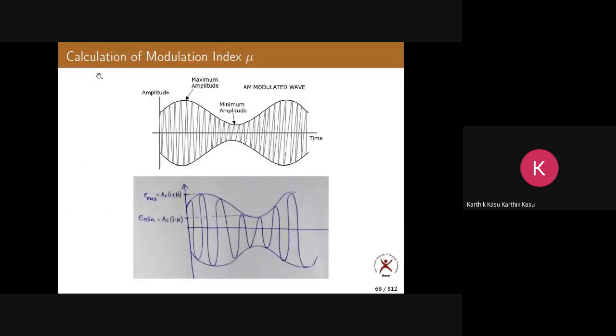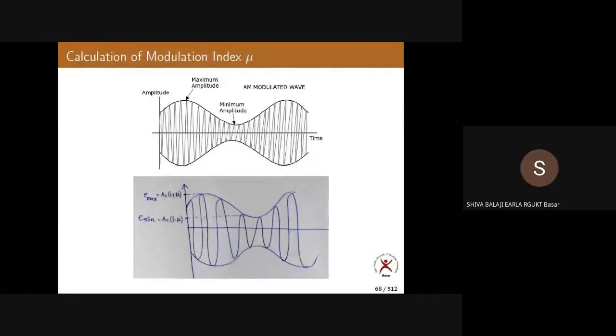Now, here is how to calculate the modulation index mu. So far so good. Any doubts? If you have any doubts, please ask me.